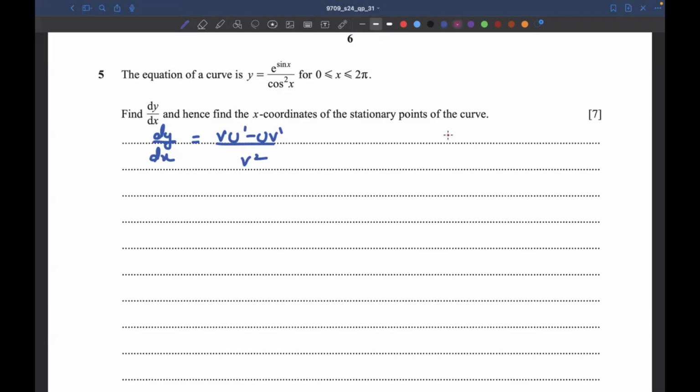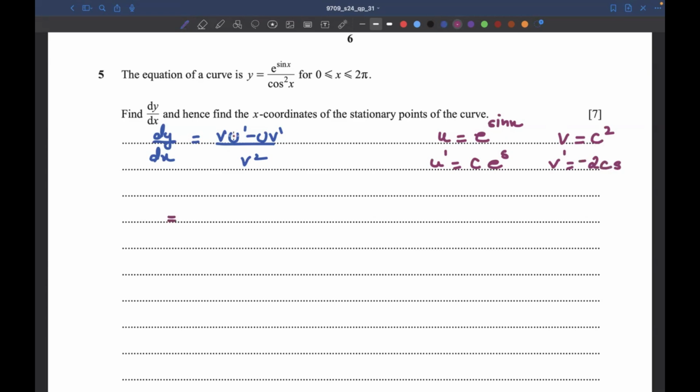Now u, which is in the numerator, will be taken as e power sine x. So u dash will be equal to the derivative of sine x, which is cos, and e power sine x, we can write it in the short form. V will be taken as cos square of x. So the derivative of V will be, this 2 will multiply over here, 2 cos, and the derivative of cos is minus sine. So we'll get minus 2 cos sine.